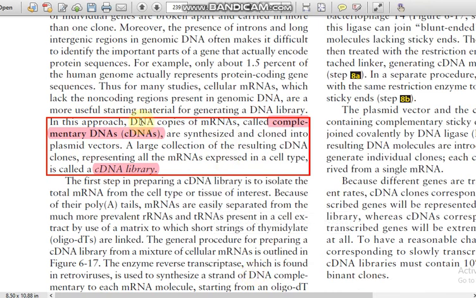As it states, DNA copies of mRNA are called complementary DNA or cDNA, and further it is given that these cDNAs are synthesized and cloned into plasmid vectors. A large collection of the resulting complementary DNA clones representing all the mRNAs expressed in a cell type is called a complementary DNA library.